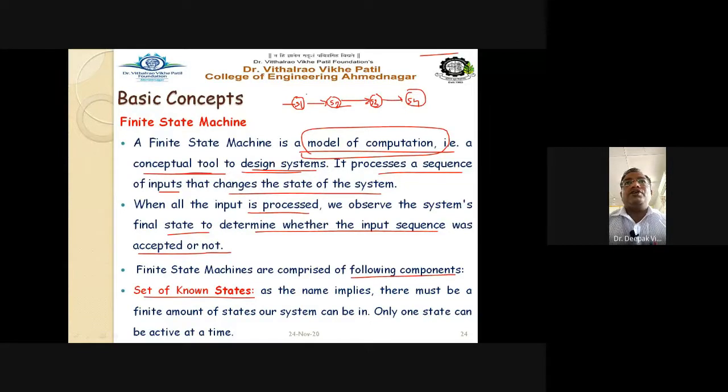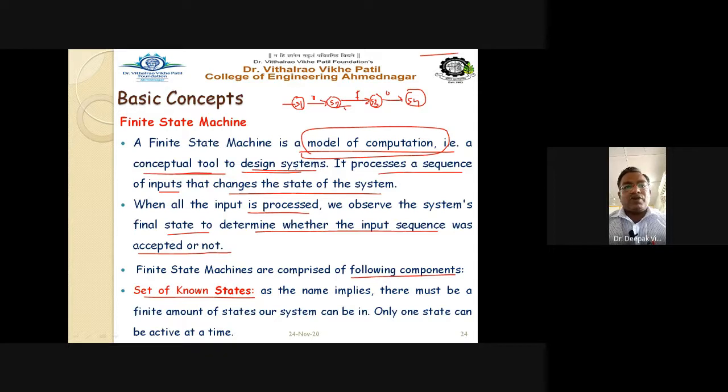And what you are applying here is input, say 0, then 1, then 0. You are applying some input here, 0. The state changes from S1 to S2. At S2, you have given input 1. That's why the state changes from S2 to S3.